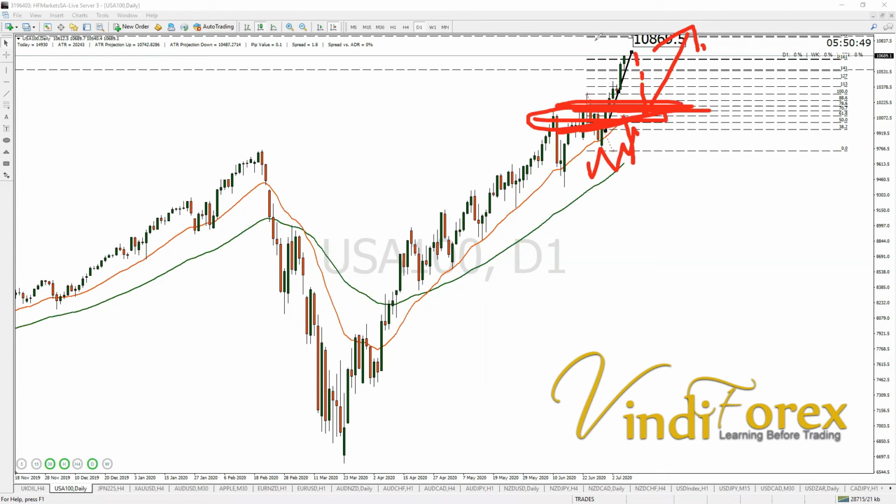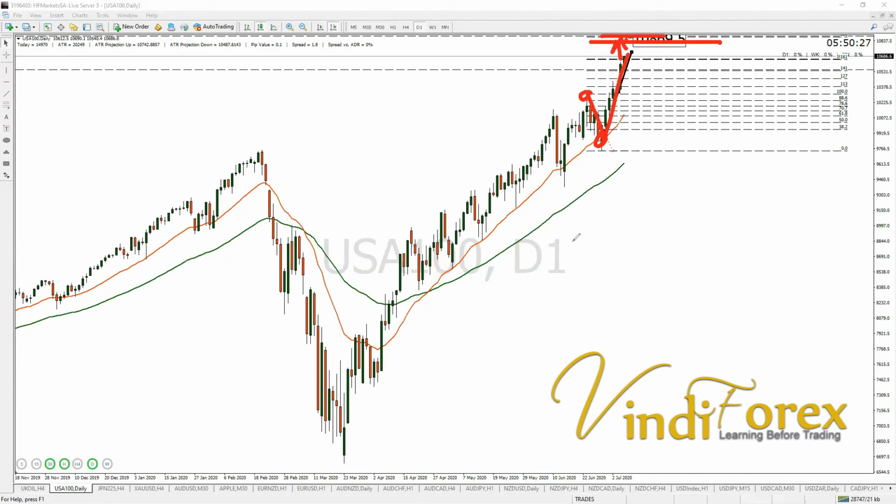That's another possibility. But the next level obviously is 10869. That's the next projected level of resistance. That's that. So remember how I got this? I used this leg to find that projection to the upside, and now we're breaking outside the 1.618, moving just above that.